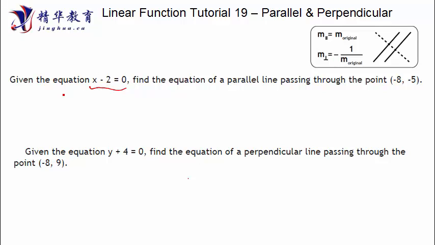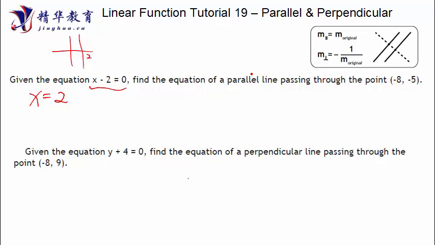This is x equal to 2, right? x equal to 2 is what line? It's a vertical line, right? It's like that. This is 2, a vertical line. That means our line is parallel to this line, which means our line is also a vertical line.